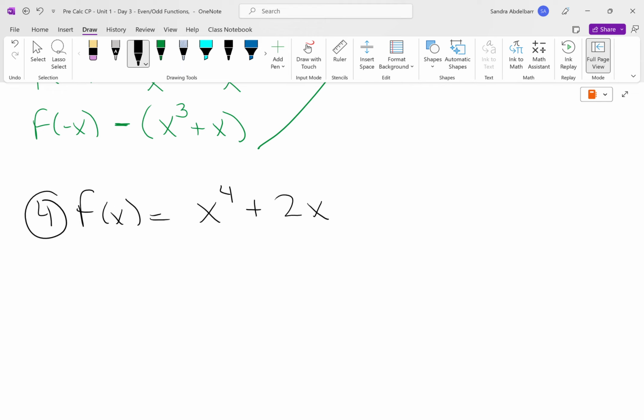f of x is equal to x to the fourth plus 2x. So now we're going to substitute in that negative x.